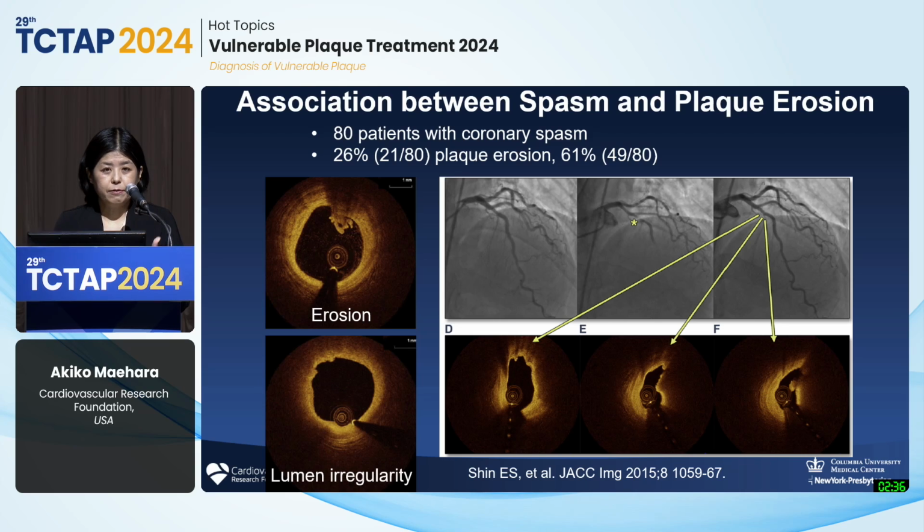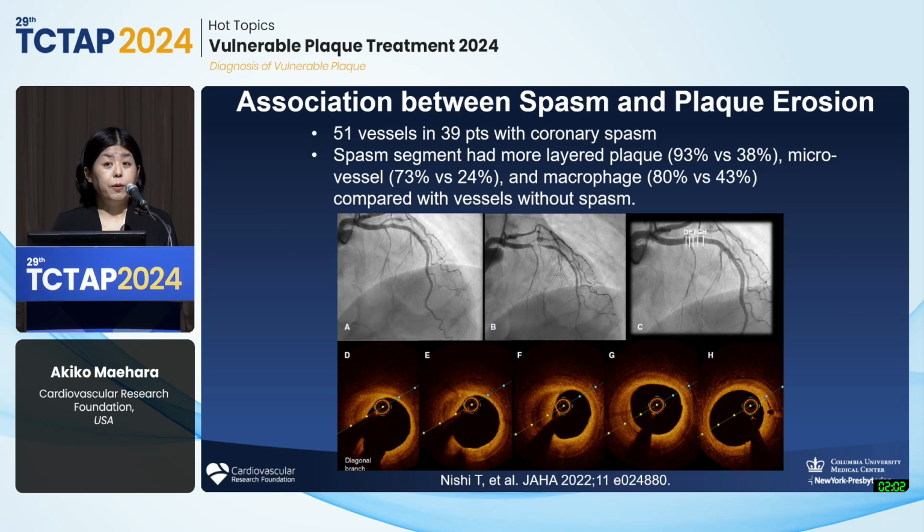This is reported from this country, South Korea, and Dr. Shin. Almost 10 years ago, they included only spasm patients and looked into the OCT in that segment, and they showed 26% of the spasm lesions are actually plaque erosion, defined as no plaque rupture and thrombus. Also, they showed 61% actually have lumen irregularity that may indicate a deficiency of the endothelium. So those probably, compared to the plaque rupture, are quite different, but local shear stress or spasm could be important.